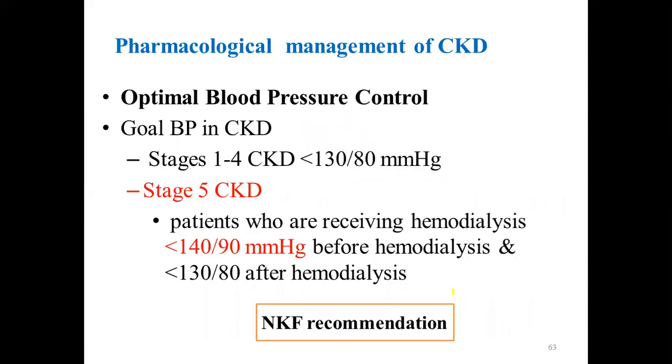So optimum BP control is very important, and the goal BP from stage 1 to 4 is below 130 over 80 millimeters of mercury. Then for stage 5 CKD, if a patient is reaching dialysis, it is less than 140 over 90, and that is our goal before and after hemodialysis.